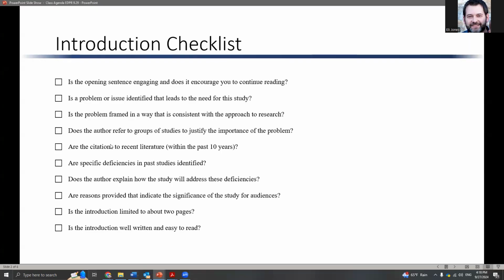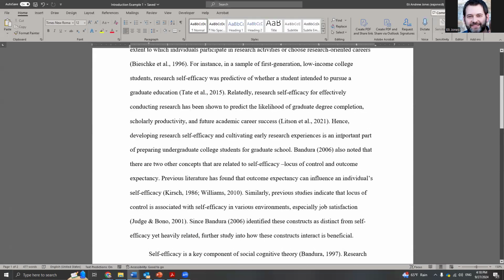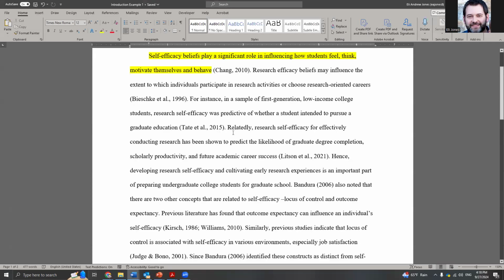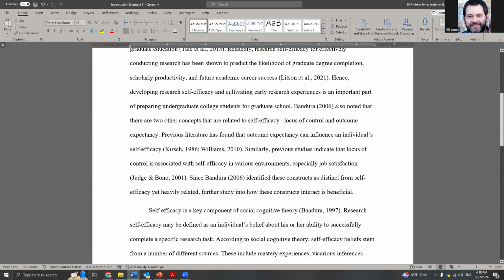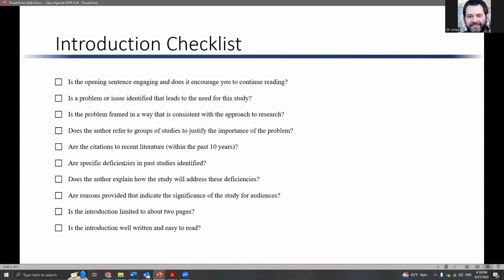Some other questions. Did I use relevant citations within the past 10 years? Well, 1994 is a bit old. 2006, 2010. Oh, here's a 2021, 2015. These are a little bit old. So I might need to look at some more recent articles as well.